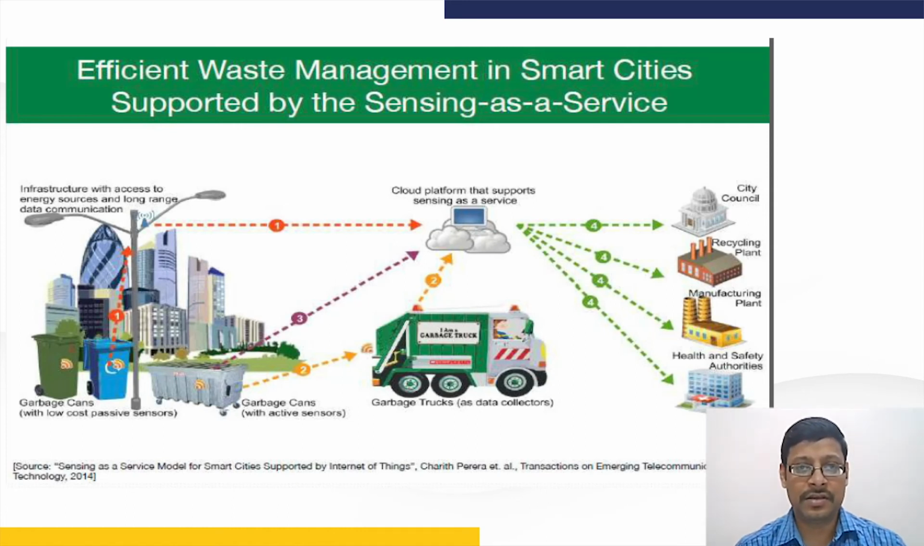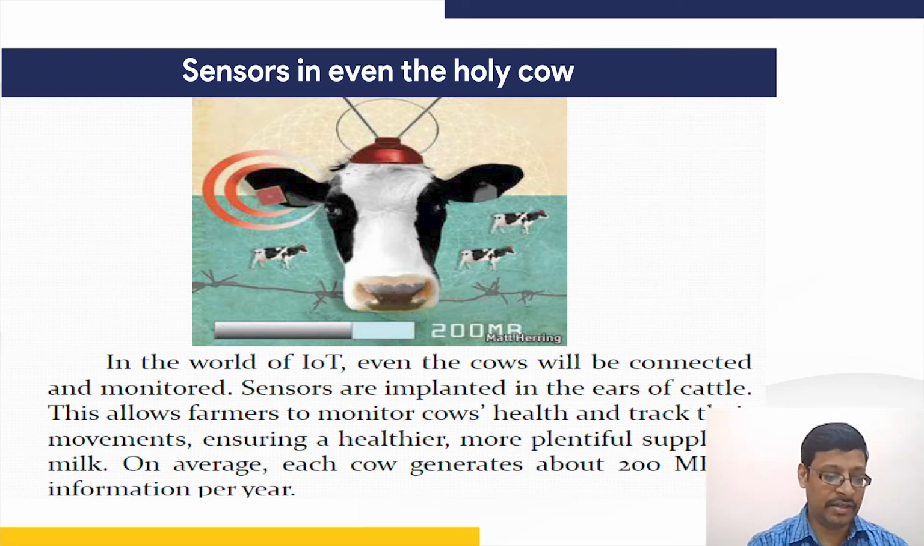So, efficient waste management in the cities. This can be done by sensing. As I said, IoT tags are attached to each and every object, and that data is sent to the cloud platform. From the cloud, the information can reach the city council, recycling plant, manufacturing unit, and health and safety automation. All of these are connected directly to the cloud. With the help of that, data can be exchanged, and based on the situation, actions can be taken very easily.